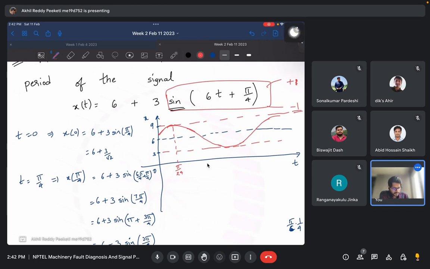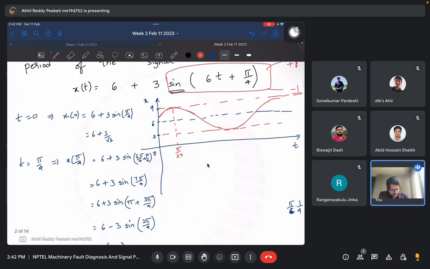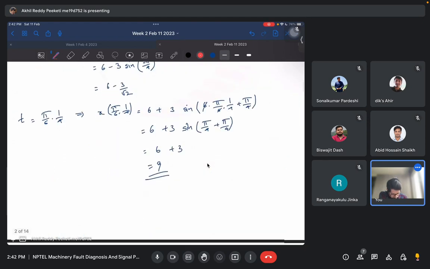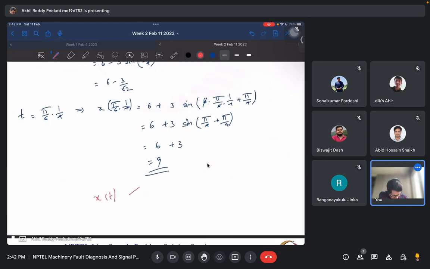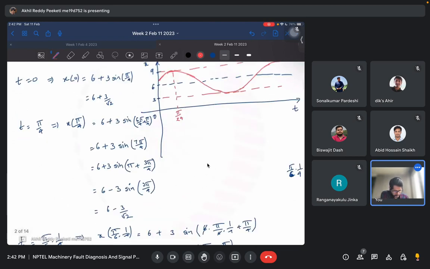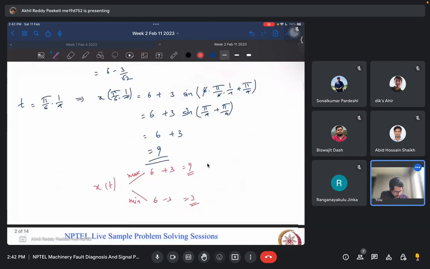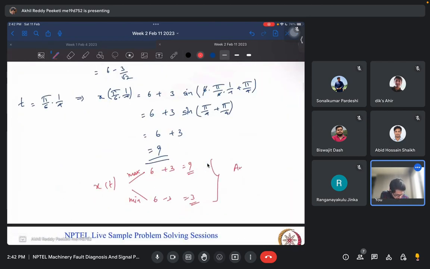Is that correct? So the x of t maximum would be 6 plus 3 and the minimum would be 6 minus 3. So between 3 and 9. And hence, if you are looking at the amplitude, it is the maximum minus minimum by 2. So it would be 3.